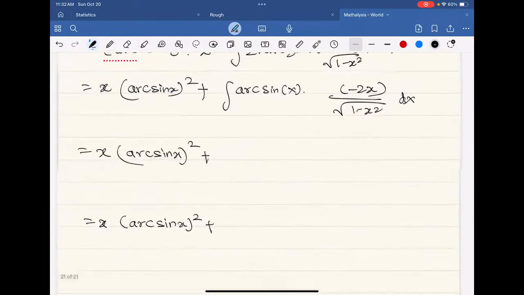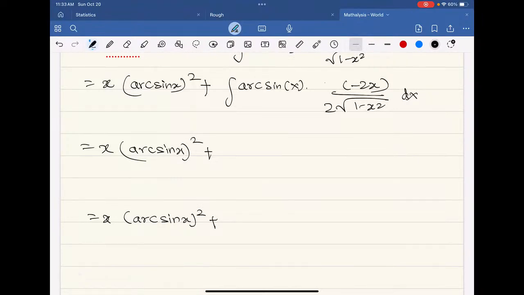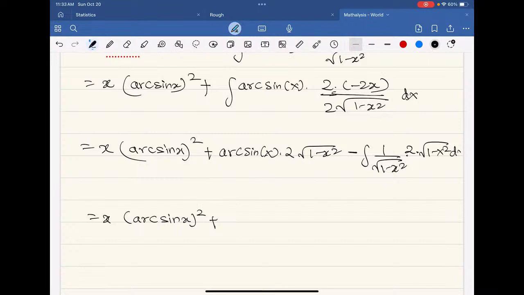Now after that what I can do is I'll introduce a 2 and 2 over here, but for the same reason that I told earlier, and this will just be arc sine x times 2 times square root of 1 minus x square, right? I had explained this earlier. And then again there are going to be minus sign, and this will be 1 by square root of 1 minus x square times, this will just be 2 times square root of 1 minus x square dx. This cancels out. This will be arc sine x times 2 square root of 1 minus x square minus 2x plus c. Now this is going to be the answer.